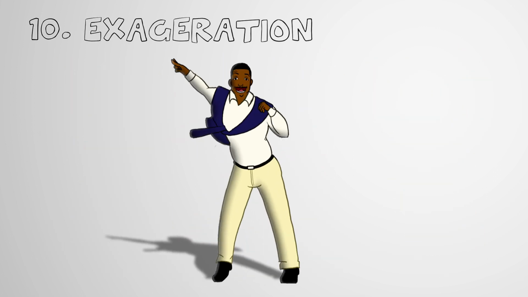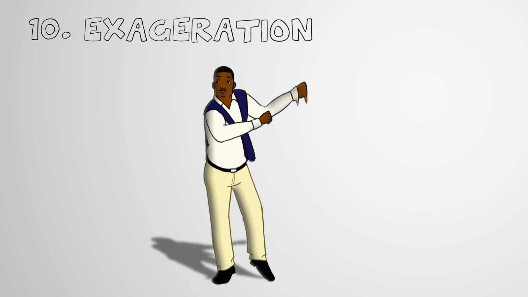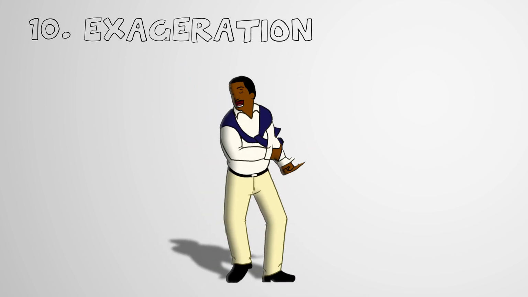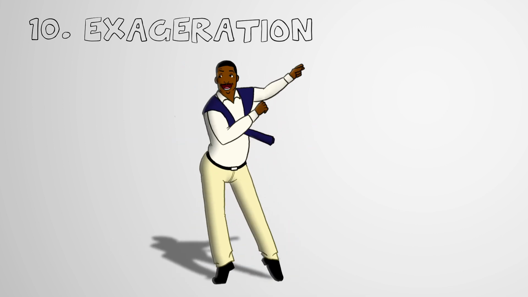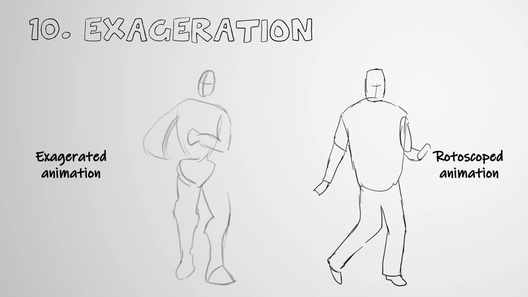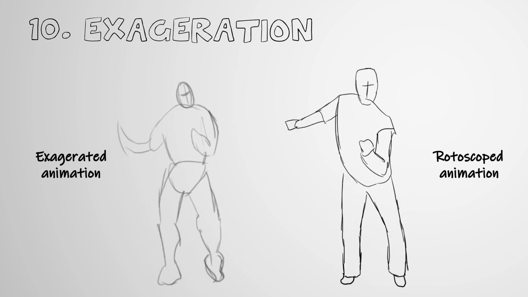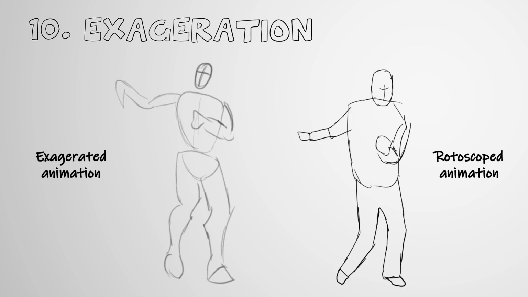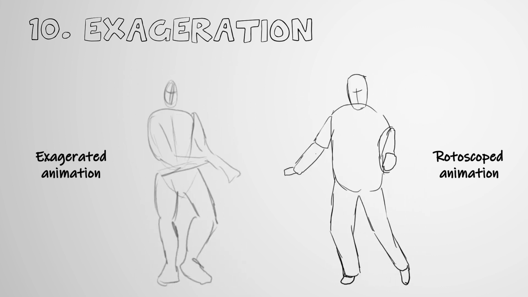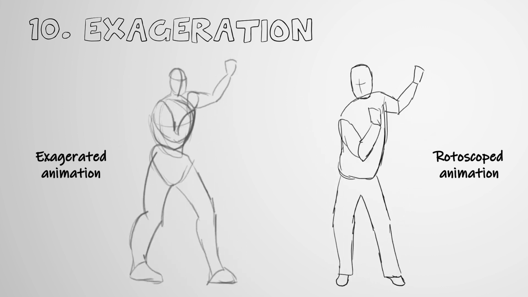Exaggeration. Animation is exaggeration. Every animation should have a certain level of exaggeration, depending on the style and level of realism desired. The animation can be completely over the top, or just enough to emphasize the key elements of the scene. Trying to perfectly replicate reality often results in flat, dull animation. Here we see the difference between an animation rotoscoped directly from live action footage and a slightly exaggerated version. Although the action is the same, the exaggerated version has more impact.